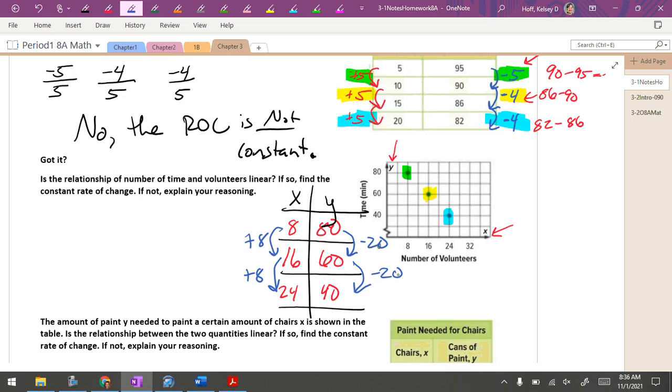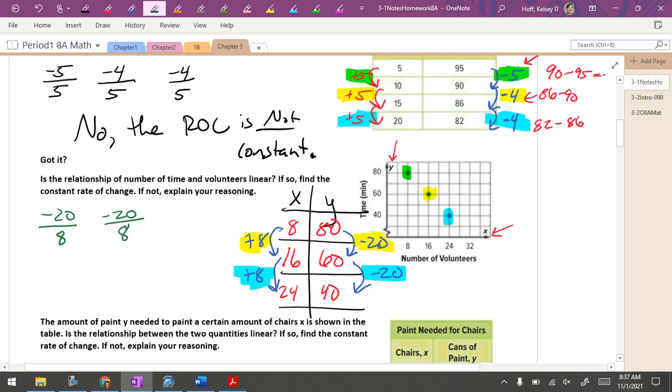Okay, the whole point of this is to see if we have a constant rate of change. Which letter goes on top? Y. Change in Y over change in X. What's my first change in Y? Negative 20. What's my first change in X? Positive 8. Second one. What's my second change in Y? And my second change in X? Are those the same? That means they are, and I heard somebody up here say it already. They're constant, right? Constant means the same.